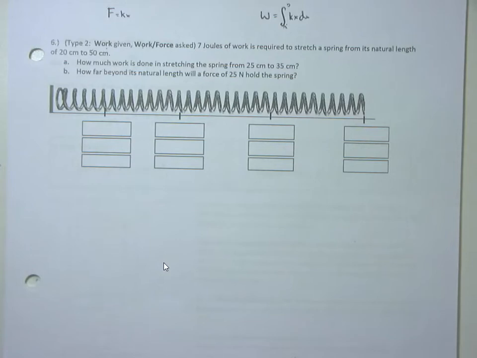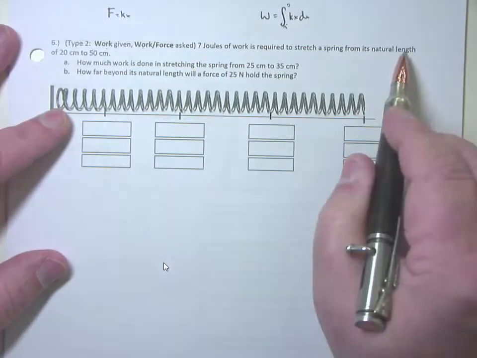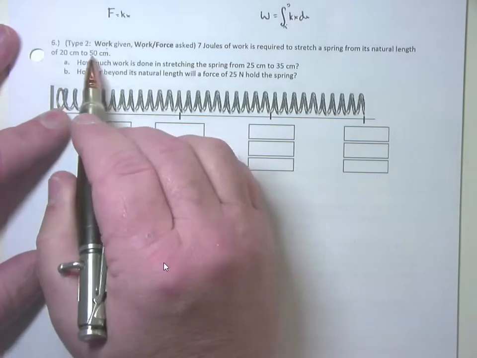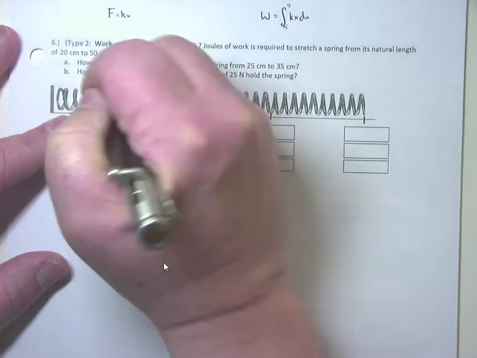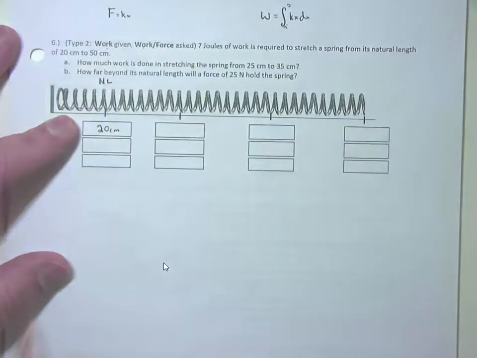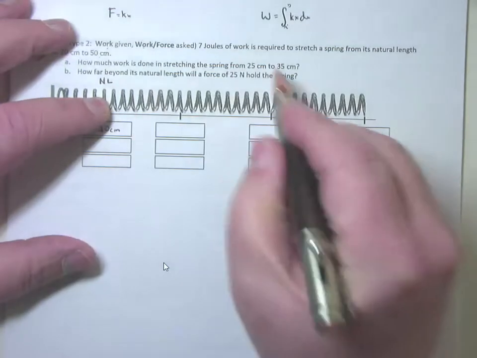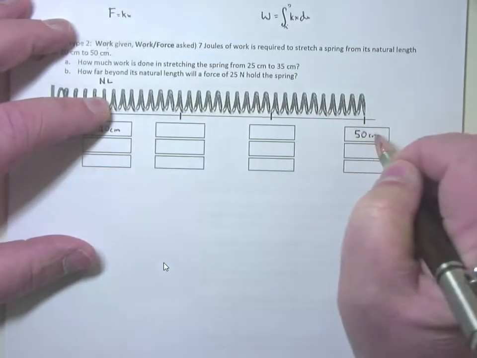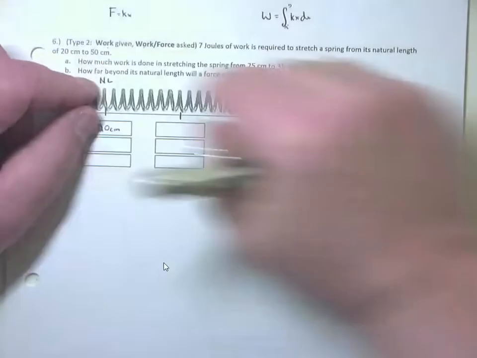All right, so remember the first piece of the puzzle is used to figure out what K is. And what did they give me? They gave me this. 7 joules of work is required to stretch a spring from its natural position of 20 centimeters to 50 centimeters. So here's 20 centimeters, labeling it. This is my natural length, my natural position. This is where the spring was sitting literally at rest. And we took this and stretched it all the way over here to, looking at my numbers, this is where the 50 centimeter mark is. And it took 7 joules to stretch it from here all the way out here.